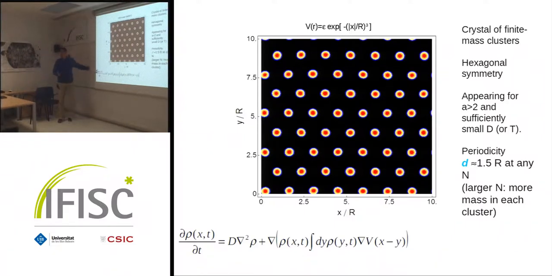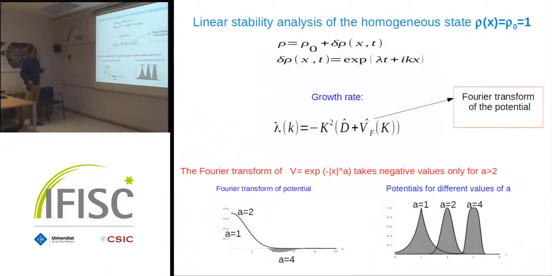This description is a good description for the system of Brownian particles, okay? And then we make a standard linear analysis of the homogeneous solution, and we go to the growth rate. The growth rate tells us that, as many of you have already seen in many of our talks, the growth rate depends on the Fourier transform of the potential. We have shown this for a system of Brownian particles. We have seen for many years that if you have some kind of non-local interaction, it is the Fourier transform of the potential that tells you when you have pattern formation.